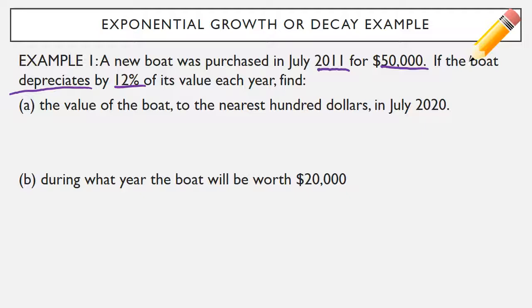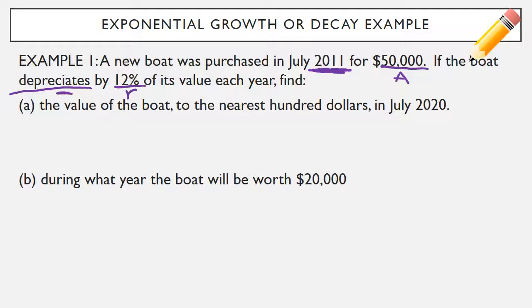Now let's identify what each of those underlined values represents, or what variable they might be. If I bought it for $50,000, that's my initial amount, my starting value. 12%, that's definitely a rate. Anytime you see a percent, that's your rate of change. Depreciates implies it's going to be negative. And I have a starting year. I don't know how I'm going to use that yet.